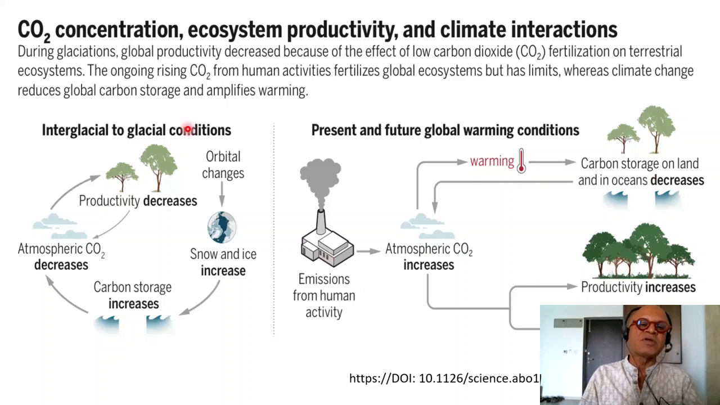Some of this may be already happening over the Amazon due to deforestation and warming as a whole. But during interglacial to glacial conditions, where you go from 280 to 300 ppm down to 200 ppm or so, orbital changes would start driving snow and ice increases. Slow cooling and glacier mass buildup would increase the carbon storage.